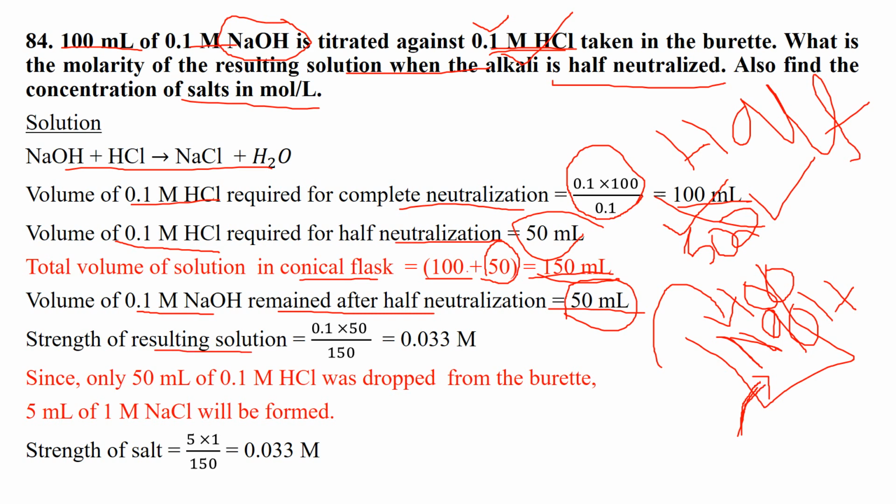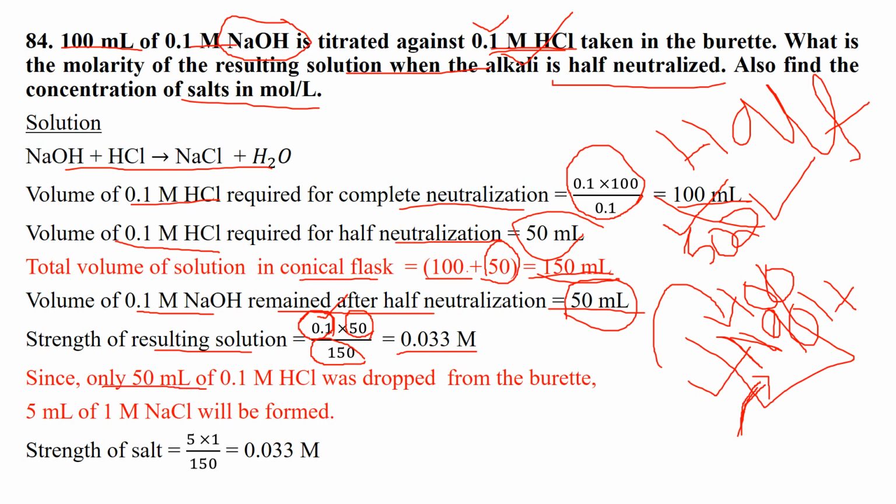Then the strength of the resulting solution is equal to 0.1, right? 0.1 is the normality of the sodium hydroxide, or molarity. Simple. In case of sodium hydroxide, molarity is equal to normality. So 0.1 is the molarity of sodium hydroxide, into 50, the volume of the sodium hydroxide present here after the half neutralization, and this 150 is the total volume of the solution. So the answer will be 0.033 molar.